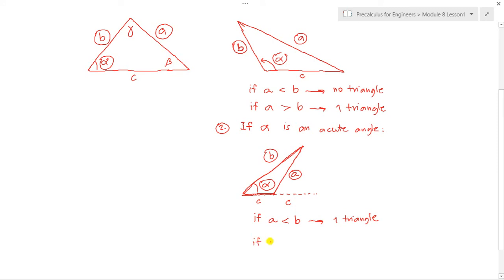Now, if A is less than B... sorry, it is greater than. A is greater than B. A is greater than B. Is a triangle generated? So, the second figure. Again, here is B, and let's set the line that C follows. Our alpha is an acute angle. This is our B. Since A is bigger than B, we can proceed. Okay?